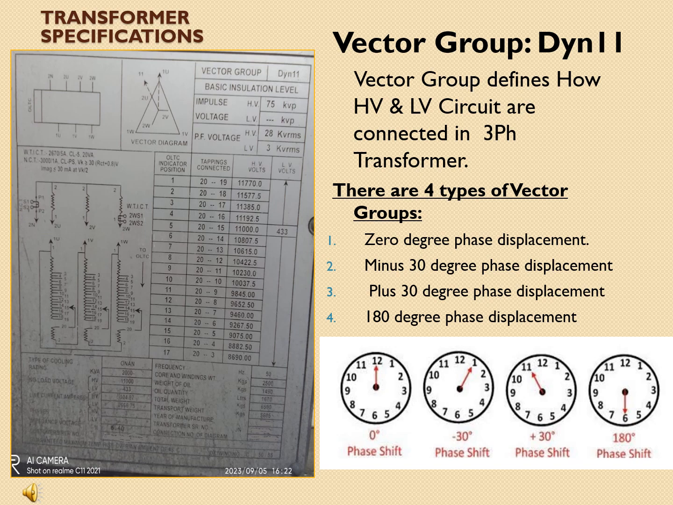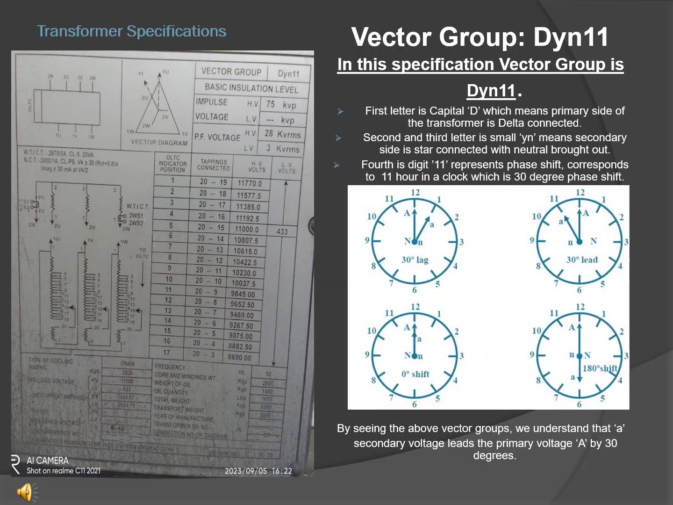With the vector group only, we can identify what type of circuit it is, either DYN11 or DY11, and many types of vector groups are there. We are going to discuss the types of vector groups. I have mentioned four types of vector group here: 0 degree phase displacement, minus 30 degree phase displacement, plus 30 degree phase displacement, and the last one, 180 degree phase displacement. I have shown the plots of all the vector group details, which we are going to discuss in the next slide. Just keep watching.